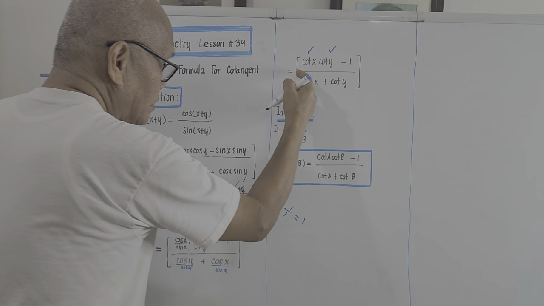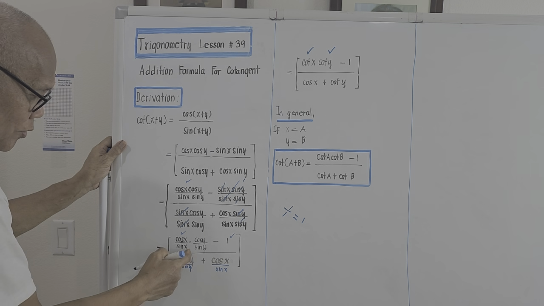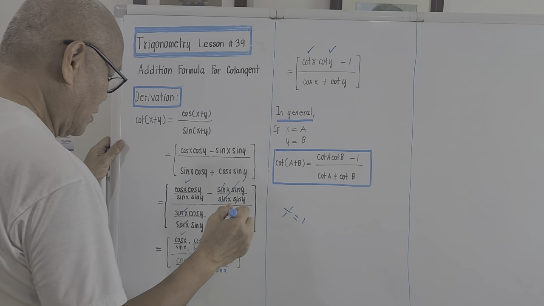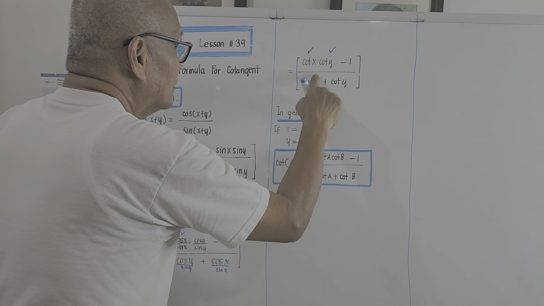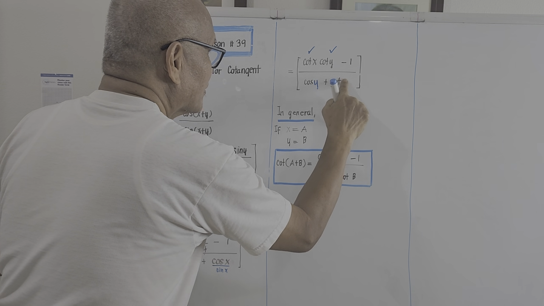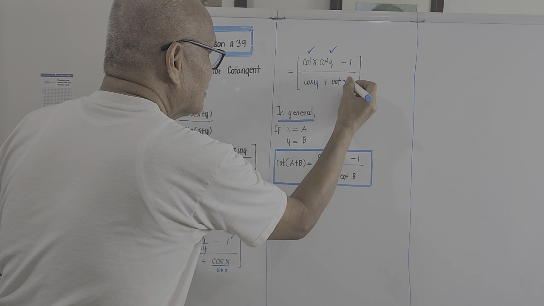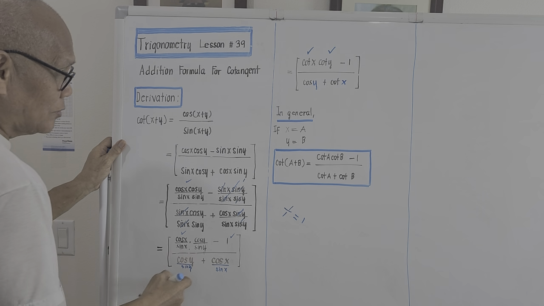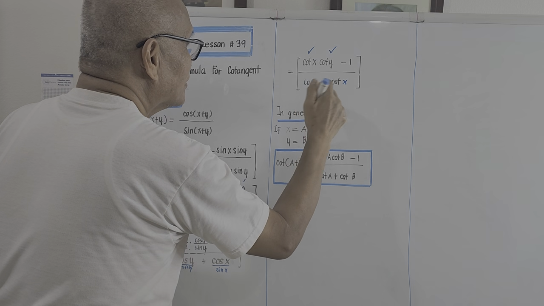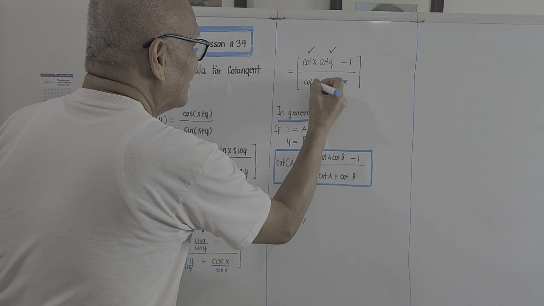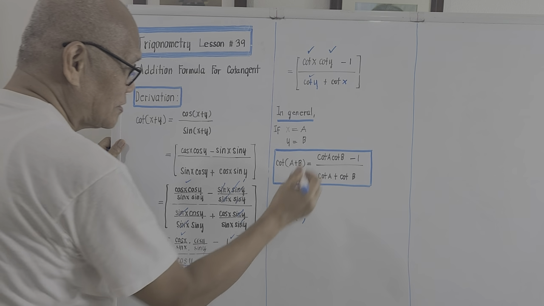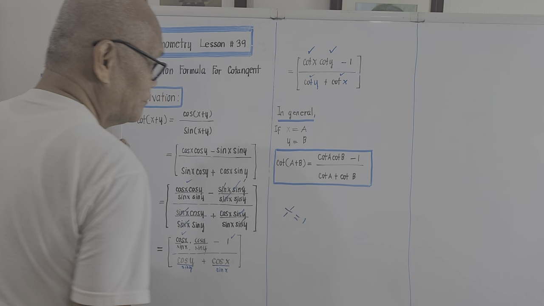All over, cosine y over sine y is still a cotangent. This should be y, this is x. In a way, we could interchange it. The first one, cosine y over sine y, is cotangent of y. And cosine x over sine x is actually cotangent of x.